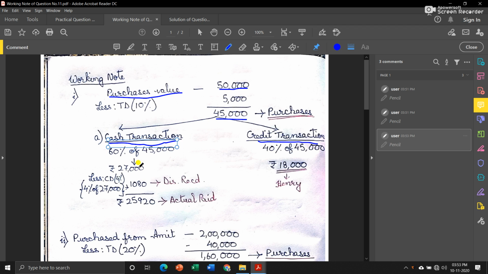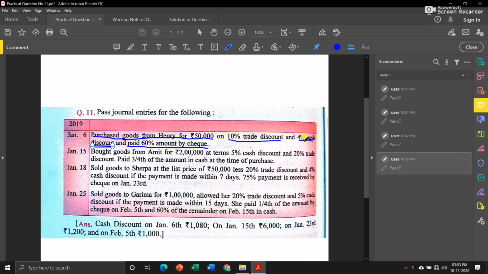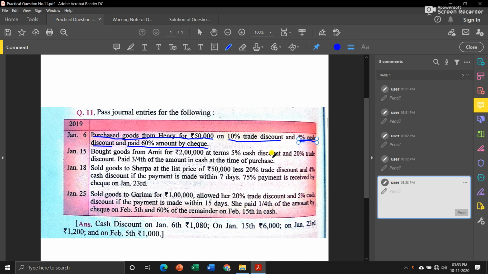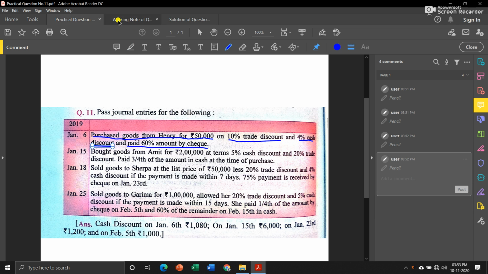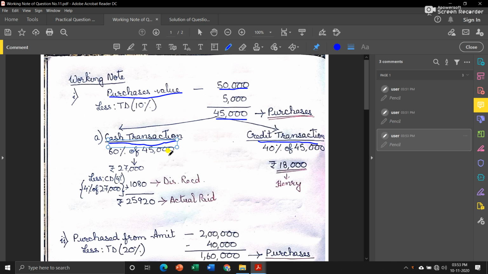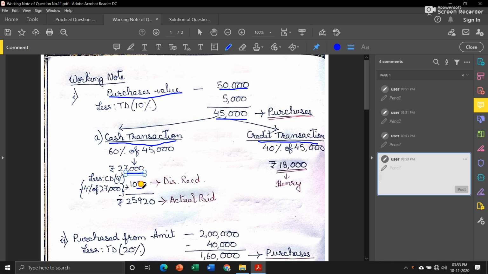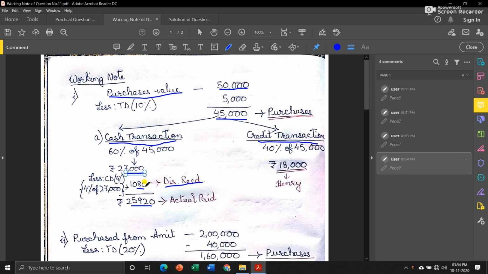After finding the value of the cash transaction, we now come to the cash discount part. That means we will give 4% cash discount on this 60% of 45,000, that is, we will calculate 4% of this 27,000. We get 1,080. This 1,080 is our cash discount, that means it is our discount received, and the actual amount that we paid is 25,920, after deducting the discount amount from this 27,000.